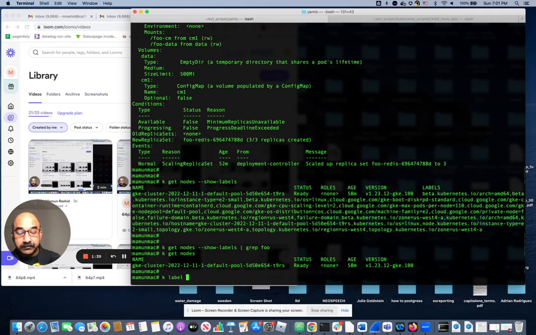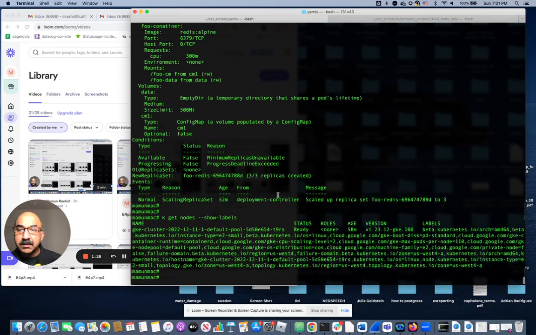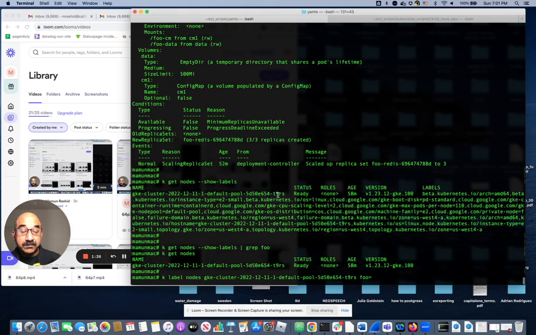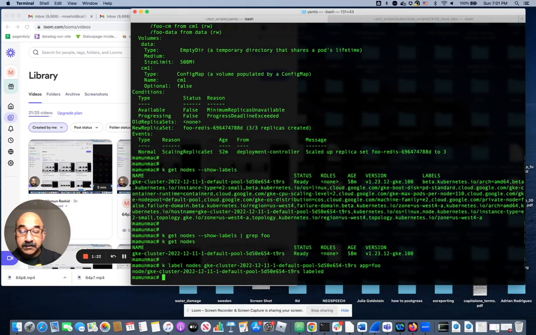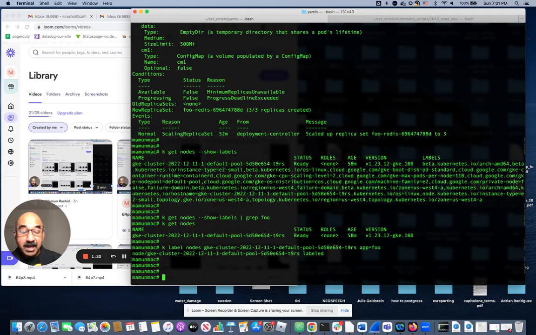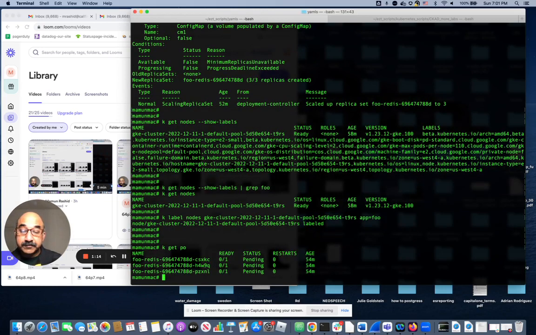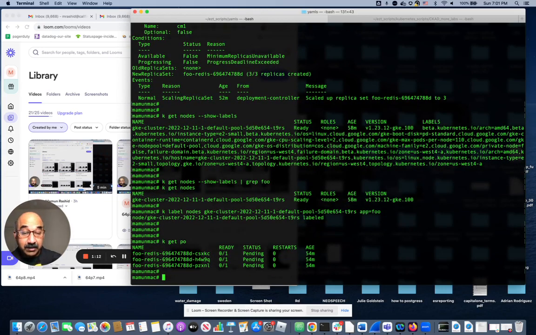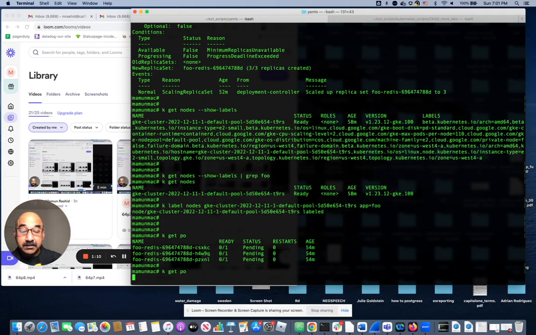Okay, label nodes. That node, app equals foo. So app equals foo. So that should solve that problem. Let's see if it did or not. Okay, get pod. And it's still pending. That is concerning.